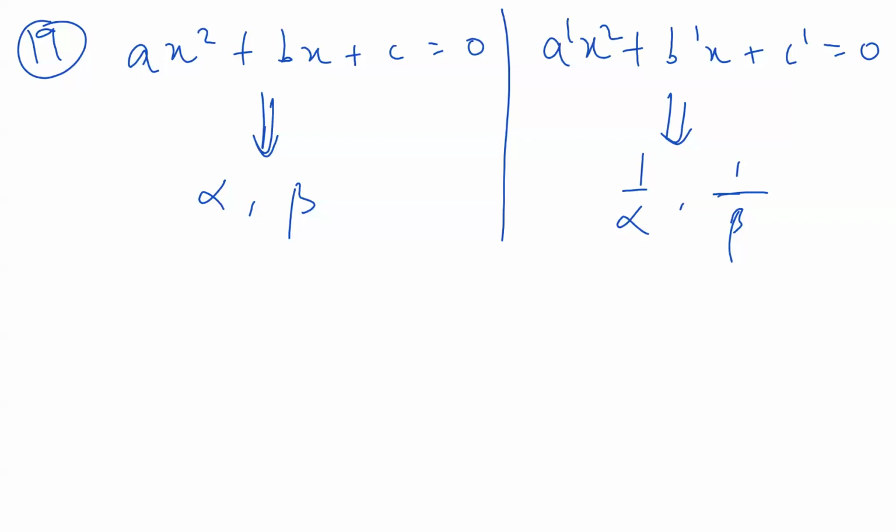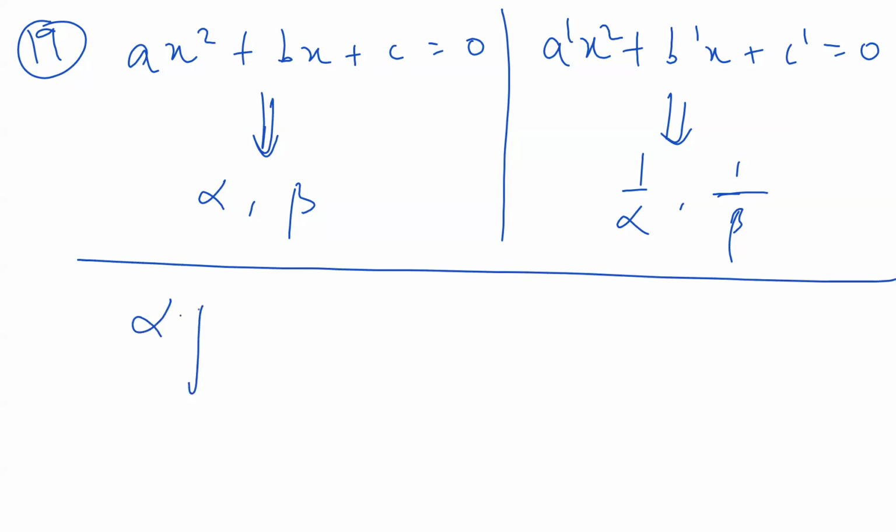Okay, they are having reciprocal roots, which means if alpha and beta are the roots of the first quadratic equation, the roots of the second quadratic equation will be 1 upon alpha and 1 upon beta. Okay, now see how to solve.